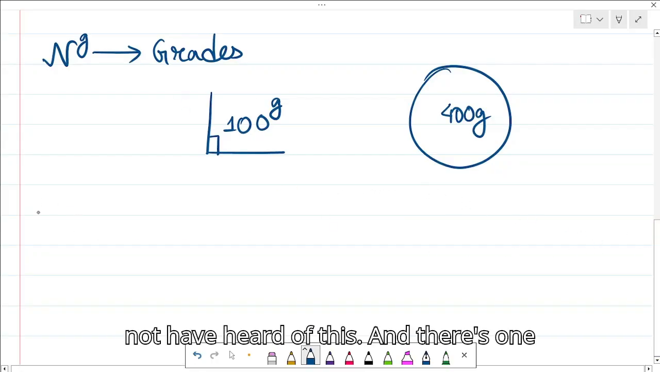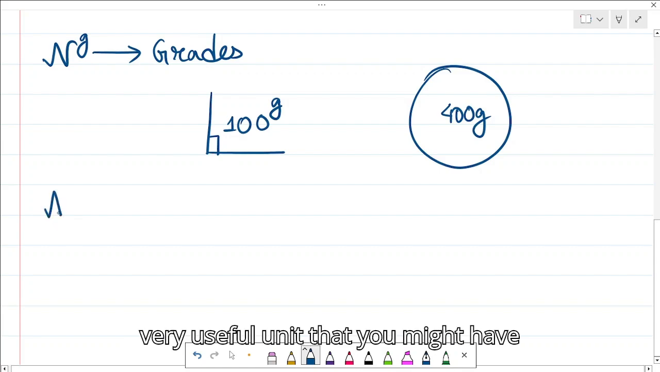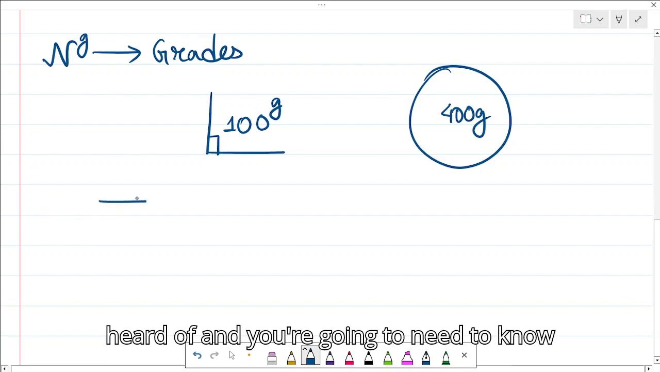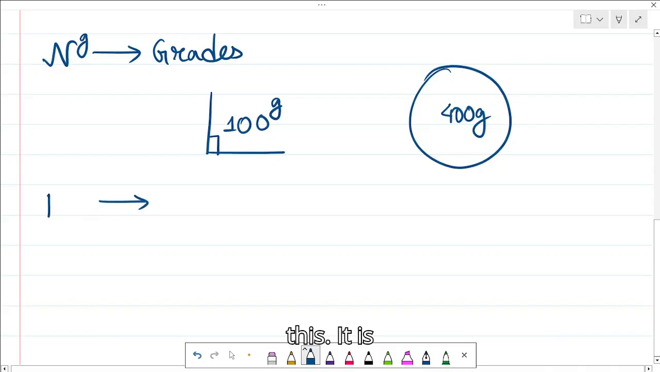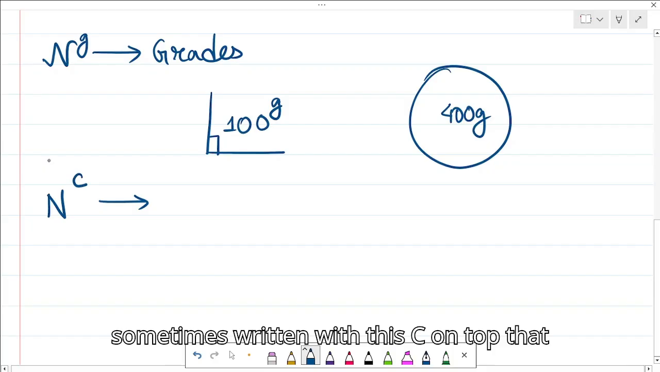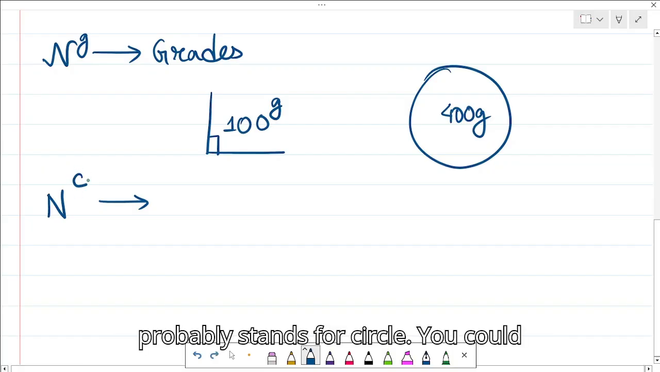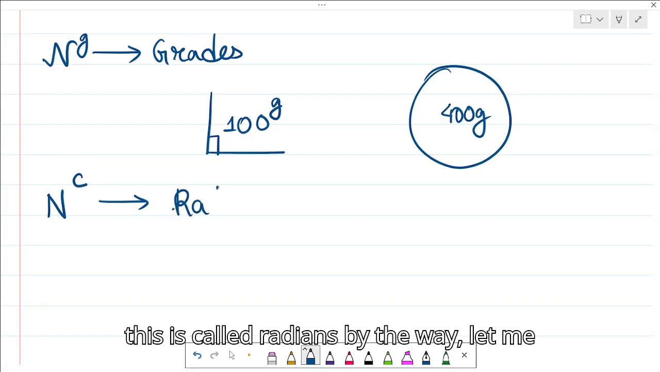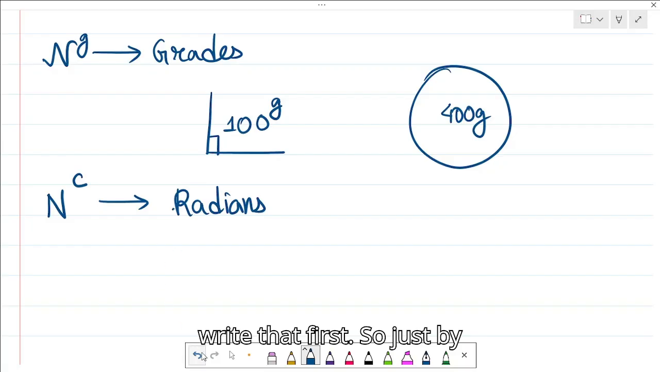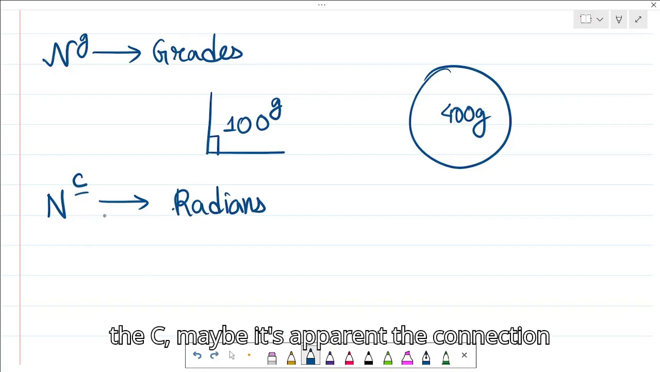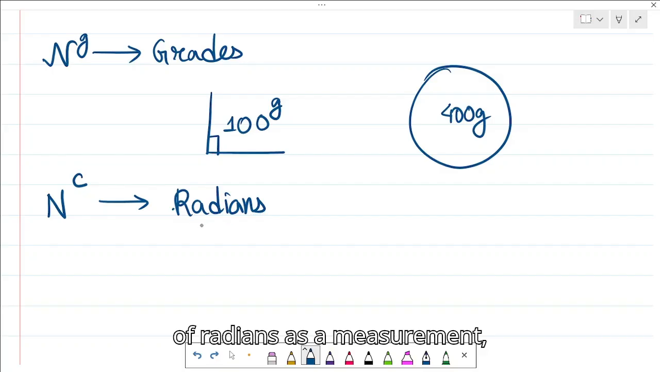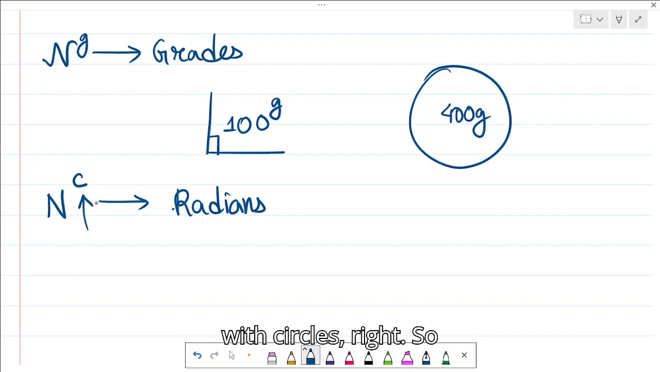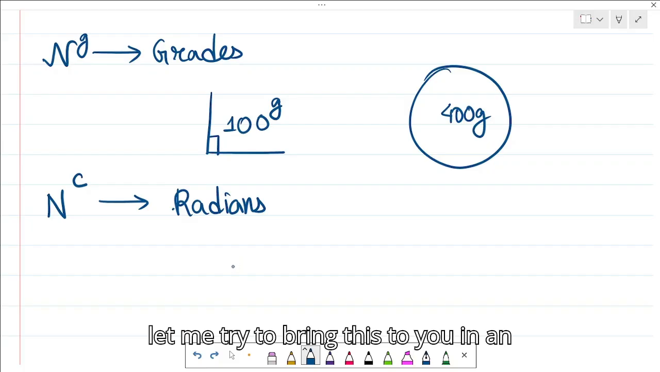You might have heard of this. And there's one very useful unit that you might have heard of, and you're going to need to know this. It is sometimes written with this c on top that probably stands for circle. You could imagine that this is called radians, by the way. Let me write that first. So just by the c, maybe it's apparent the connection of radians as a unit with circles, right? So let me try to bring this to you in an intuitive way.